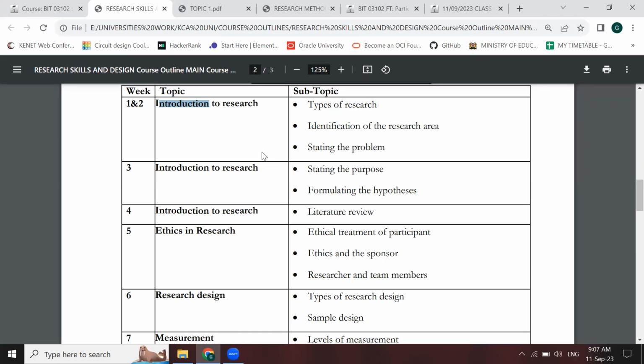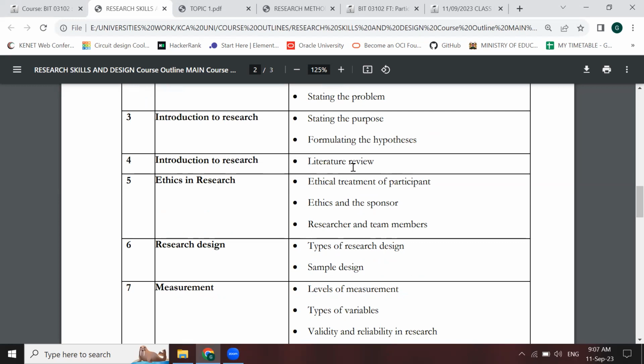Then research design. How do you come up with a research design? Depending on a particular type of research that you want to conduct. How do you identify the sample size? Assuming you want to carry out a research at KCA University, how will I be able to sample particular participants? Which criteria will I use? All that I'll guide you when it comes to sample design.